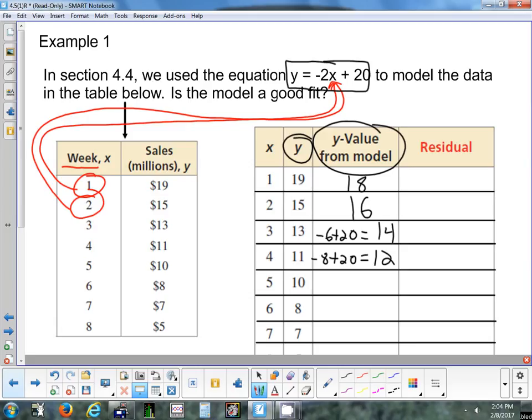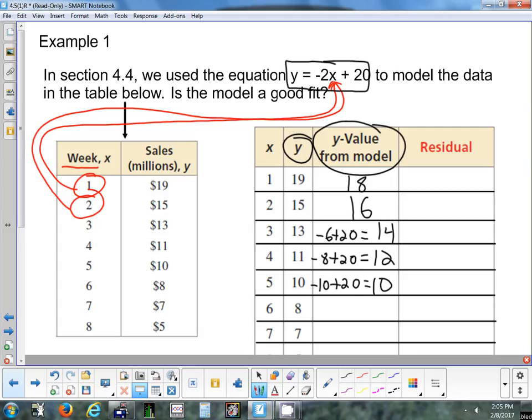How about Sabrina? Next x value? 5. What's negative 2 times 5? Negative 10. And we got to add 20. 10. How close is the model this time to what I should have gotten? On the dot. It's perfect, okay? That's going to be a 0 residual. That point is exactly what it should be.